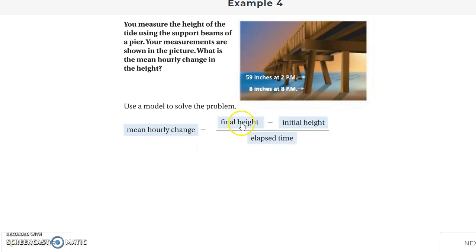Our average is the sum, right, divided by the total amount. So I have the final height minus my initial height and my elapsed change. The final height was 8 inches. 59 inches was my initial height. And I want to divide that by how many hours I had. I had 6 hours total because I went from 2 p.m. to 8 p.m. So that was 6 hours. How much about in average did that go per 1 hour? Because there were 6 hours. All right, that's where that number came from.